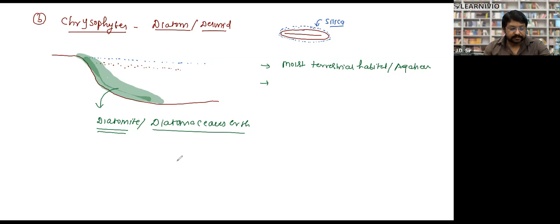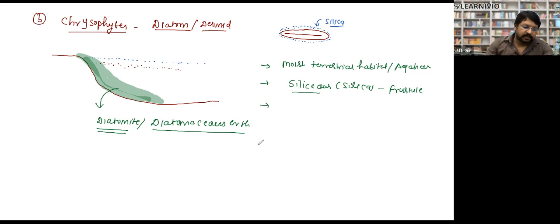Next point. The body is covered by siliceous, meaning made up of silica. The body is covered by a siliceous shell, which is transparent, and it is also known as frustule.